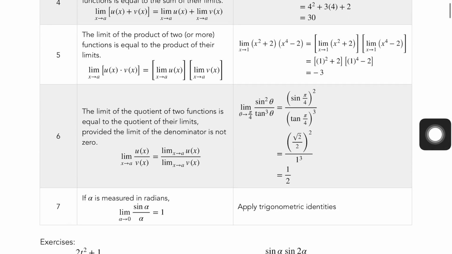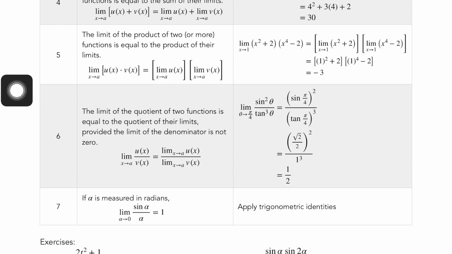Also, the limit of the product of 2 or more functions is equal to the product of their limits. So if we have the limit of u of x multiplied by v of x as x approaches a, then this is equal to the limit of u of x as x approaches a multiplied by the limit of v of x as x approaches a. Basically we can evaluate the limit of a product separately, by determining the limit of one function and then the limit of the other function, and then we're going to multiply the results.